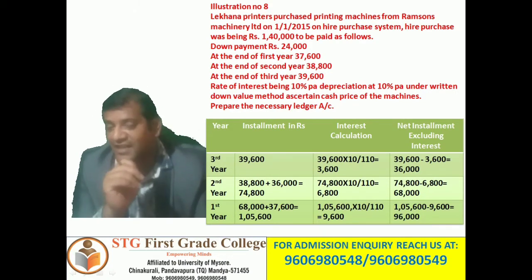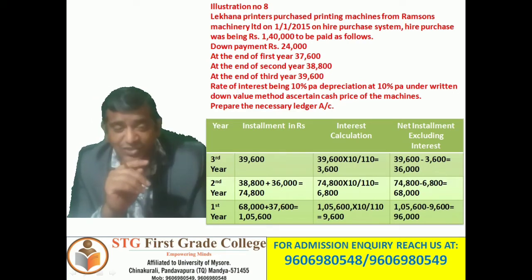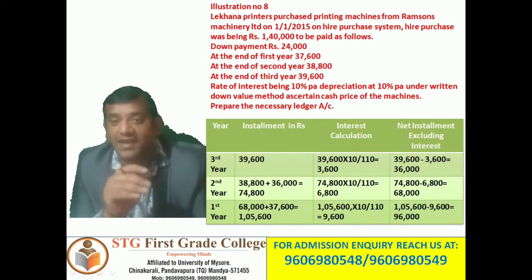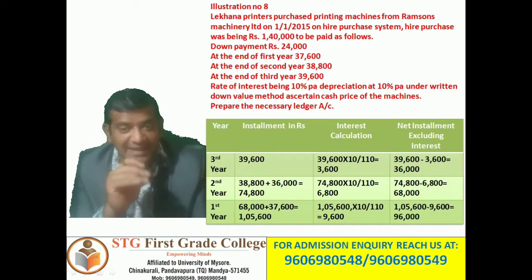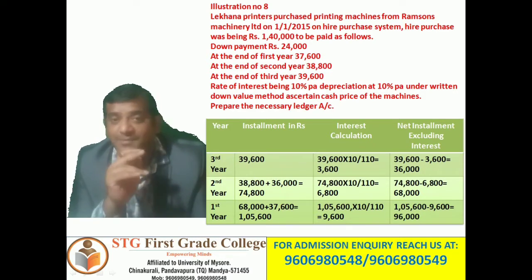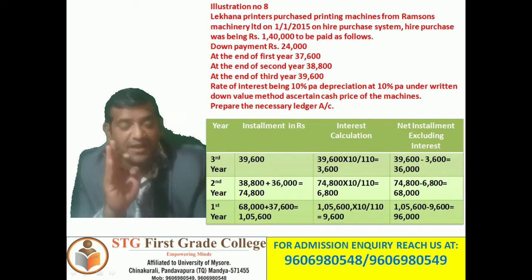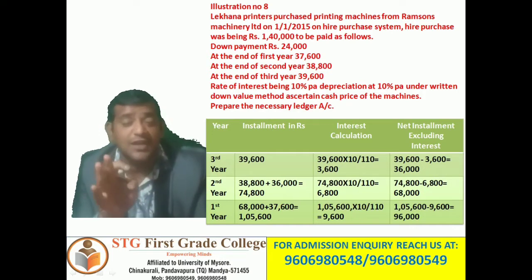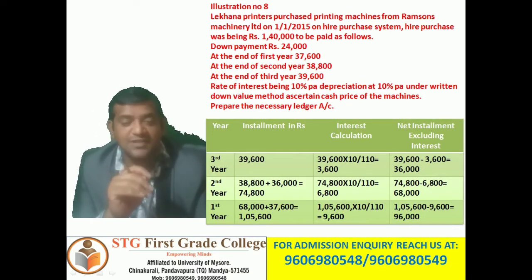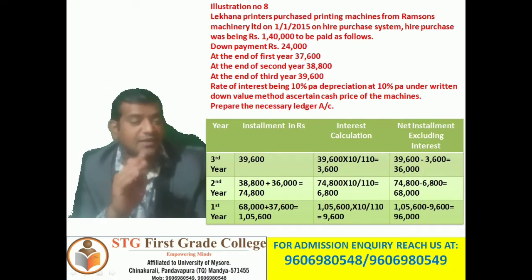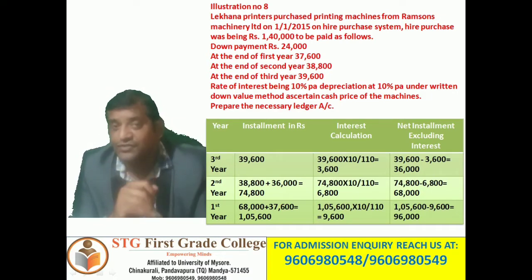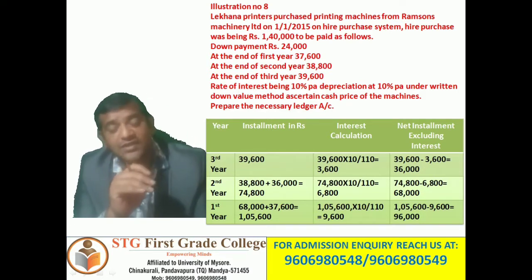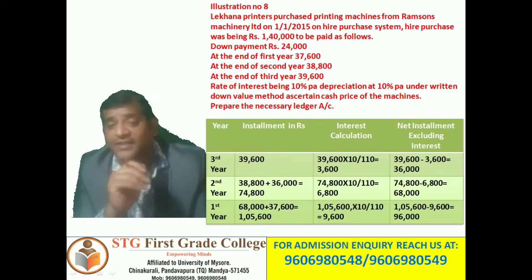Now calculate the interest. I think you know the formula: percentage divided by 100 plus percentage. Correct? So 39,600 into what is the rate of interest? 10%. So 39,600 into 10 divided by 100 plus 10, which comes to 110. So 39,600 into 10 divided by 110 comes to 3,600, which is the interest. So the net installment payable after deducting the interest comes to 36,000 rupees. Clear?